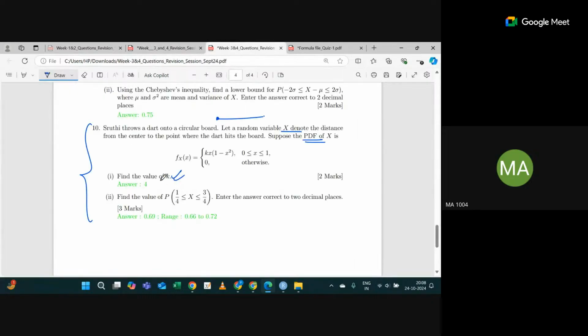So you can see 4 is the correct answer. You will get 2 into 2.5, that means 5 marks. So you will get 5 marks.